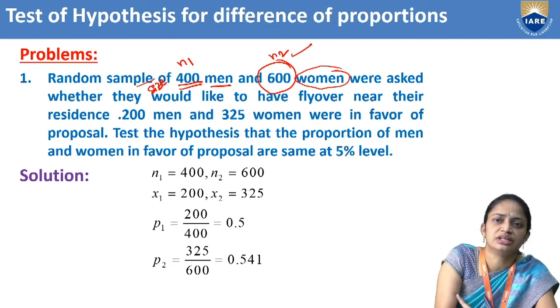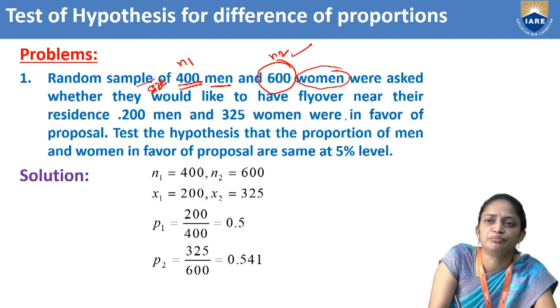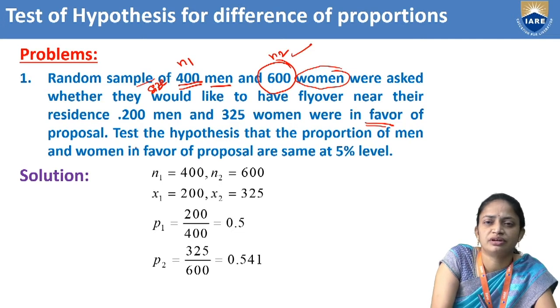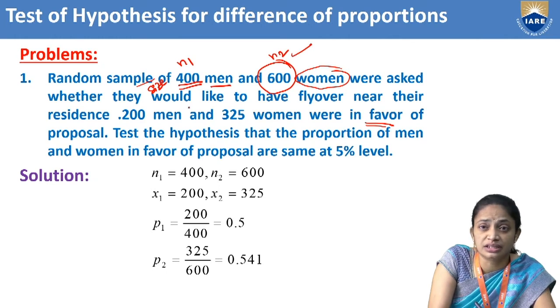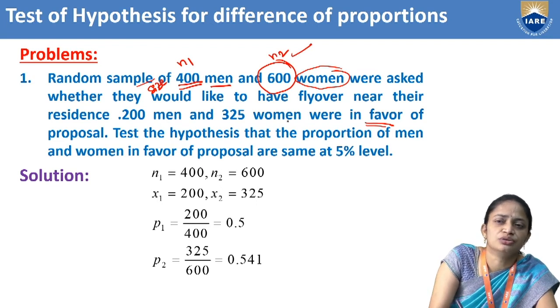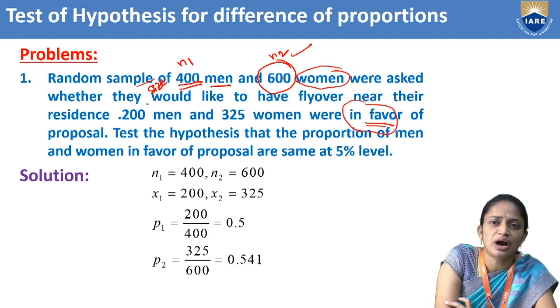So they were asked whether they would like to have a flyover near their residence. 200 men and 325 women are in favor. So what is that proposal? They asked whether they would like to have a flyover near their residence. That is our proposal, right? So these are favorable: 200 men and 325 women were in favor of that proposal.